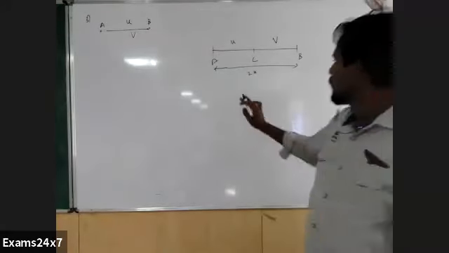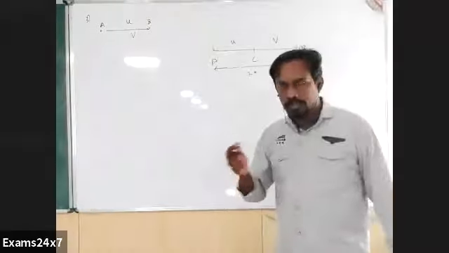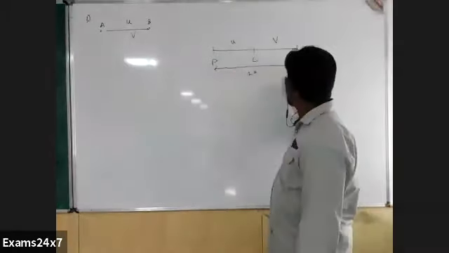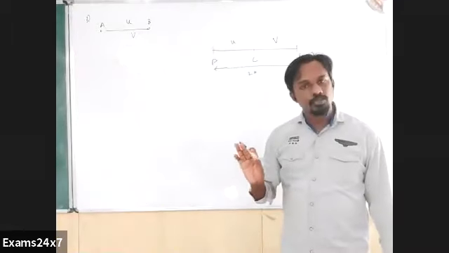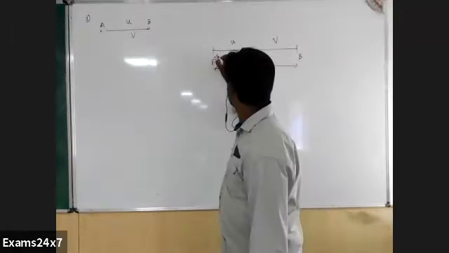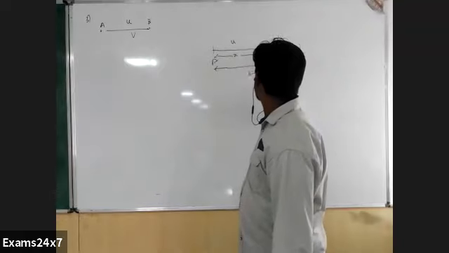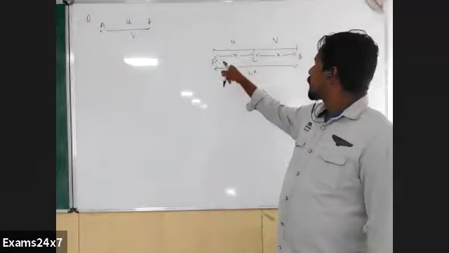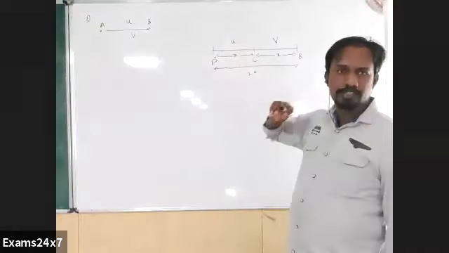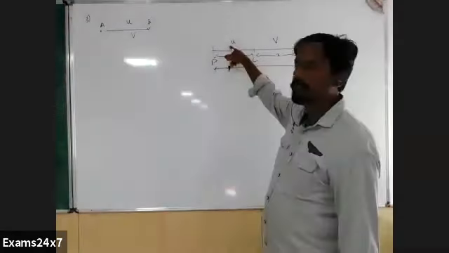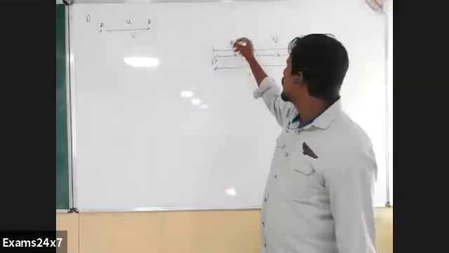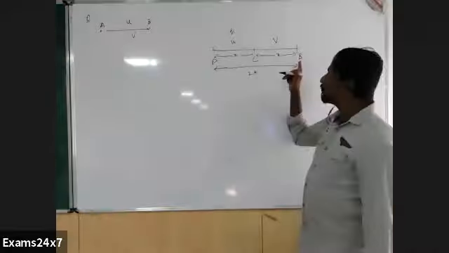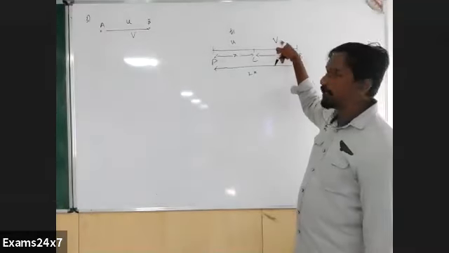General case, for making it a little easier, I consider that the distance from A to B is 2x. So distance from A to C will be x. Distance from C to B will be x. From A to C, that means half the distance, he covers with the speed u. That time taken is t1. Another half of the distance x he covers with the speed v.